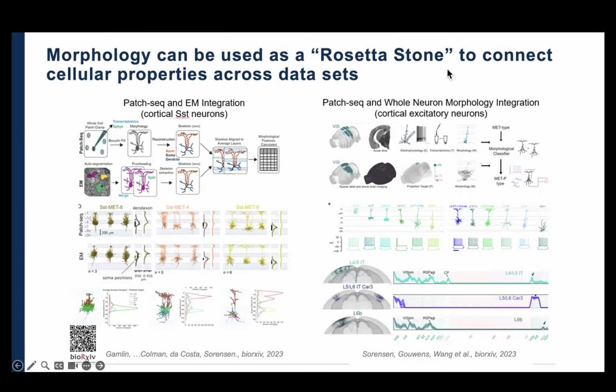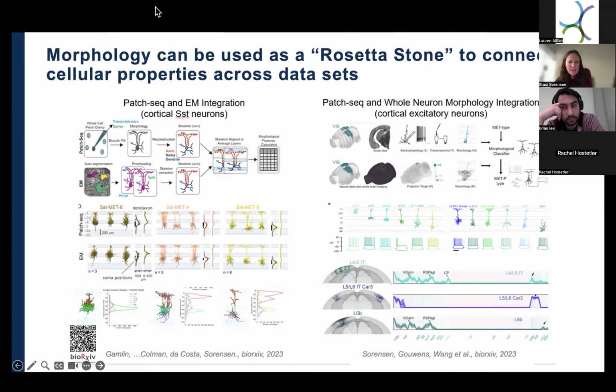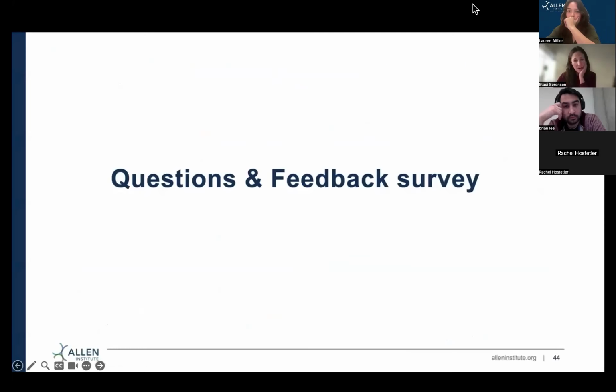And then also on the right, we've done this for glutamatergic neurons in visual cortex by bringing in long-range axonal projections that we aren't able to access in our slice preparations. And I'm showing those data here for the glutamatergic MET type taxonomy. And so with that sort of teaser, I'll end there and be happy to take any questions.